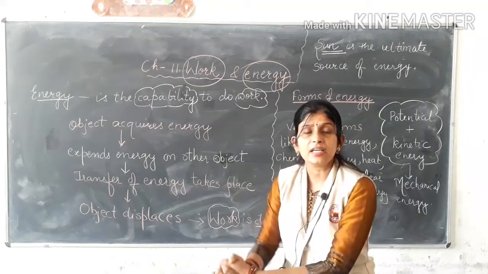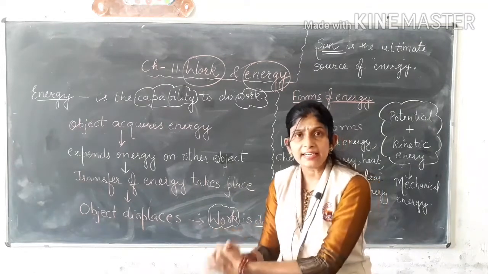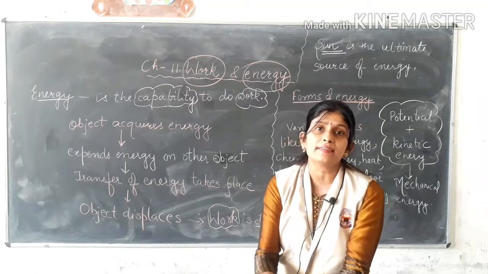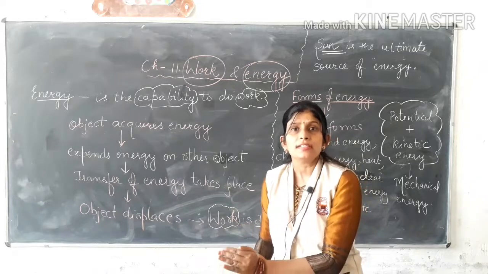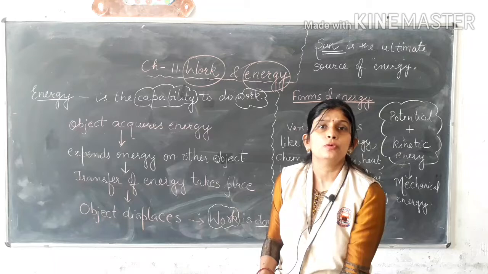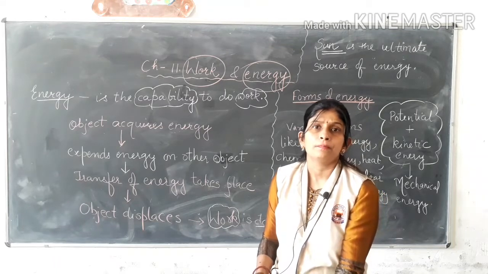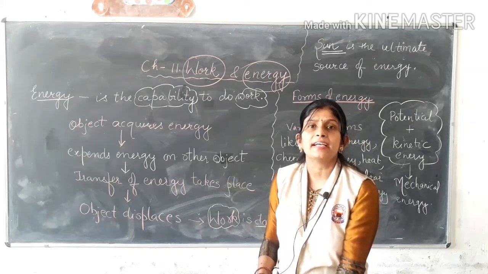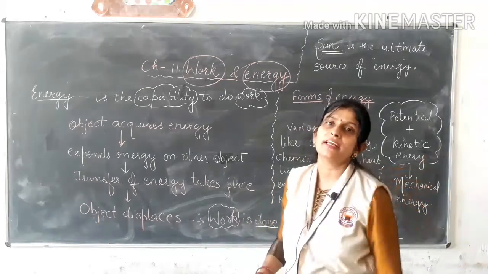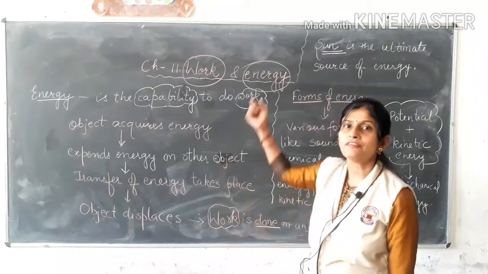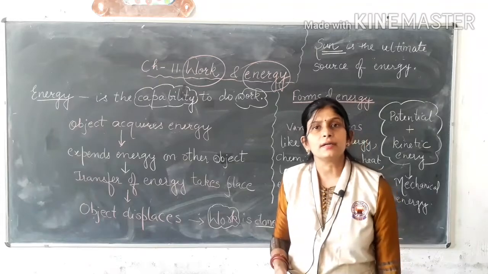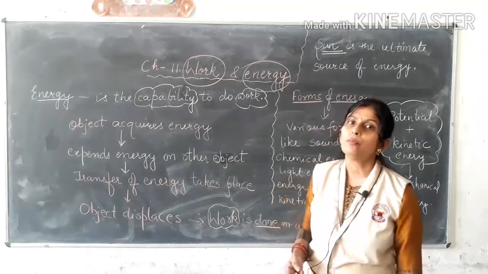Then it hits the golf ball. As it hits the golf ball, it expends its kinetic energy on the golf ball. As a result, the golf stick's kinetic energy is transferred into the golf ball. Now, the golf ball has kinetic energy, due to which it displaces, it moves in a direction. In this way, the golf stick does work on the golf ball. So work is done by the golf stick on the golf ball.